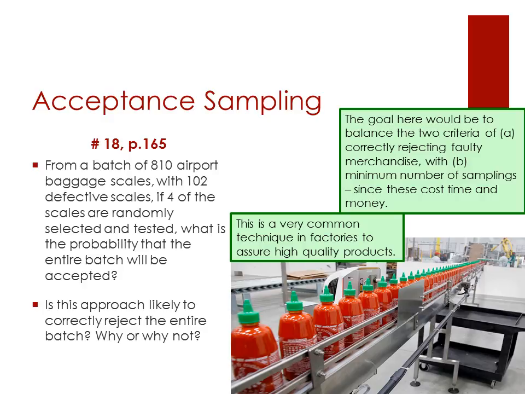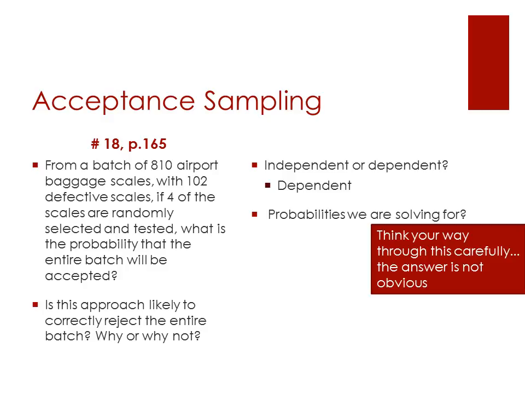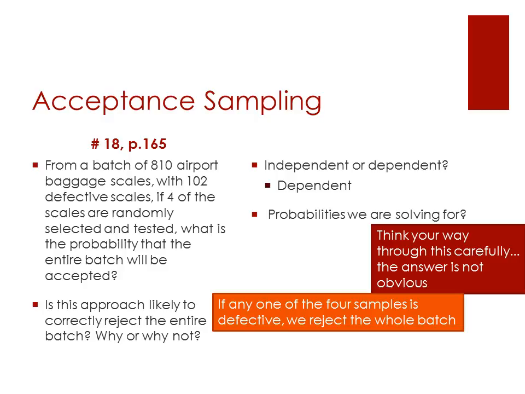So let's take a look at this problem. The first question to ask is, is this problem independent or dependent? Well, if you look at this, you notice that they're going along the production line, so we're pulling off one at a time, which means that we would not be doing replacements, so this is going to be dependent. Now, the next thing we need to think about is what probability are we solving for? Now, we're going to have to think our way through this carefully. The answer is not the obvious one.